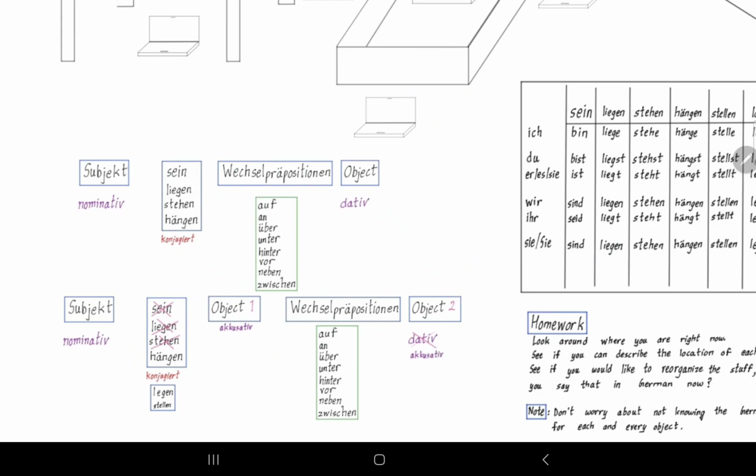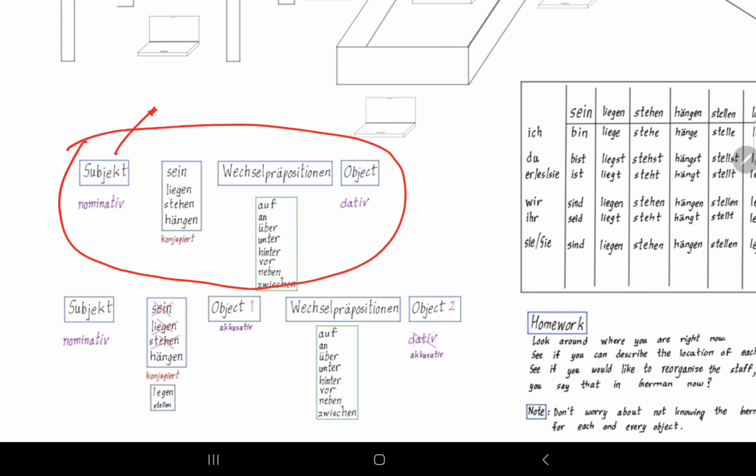So here, if you notice, in this case, there is only one object, right? The subject that you are describing, and with respect to the other object, the position is being described, right?